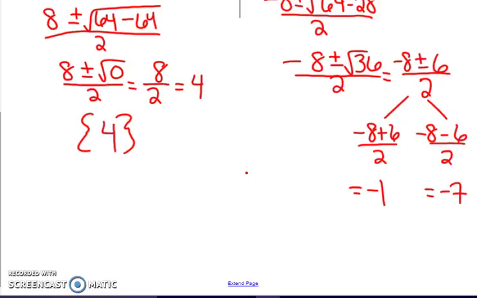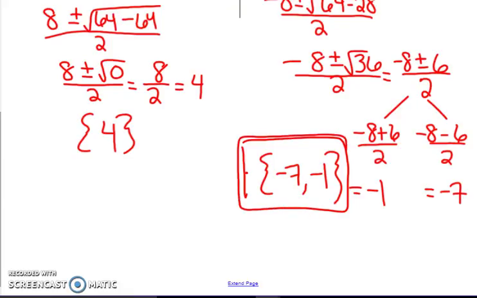Both of those numbers are my solutions, so my answer would be negative 1 and negative 7. If we put them in increasing order, negative 7 comes first. But again, make sure your final answer is in those curly brackets. If you put negative 7 comma negative 1 in parentheses, that's a point on the graph. That's not our answer.